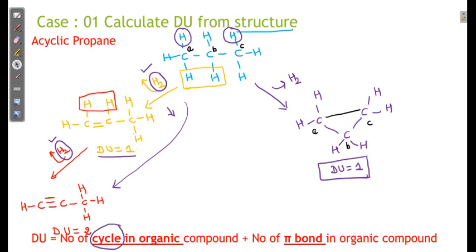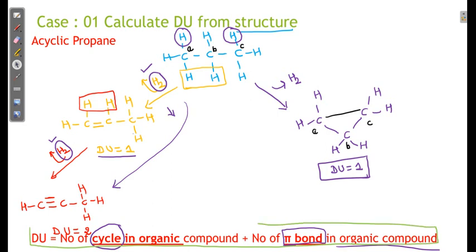So there is one cycle. So I can say that the number of cycles plus the number of pi bonds present in any organic compound is known as the degree of unsaturation of this compound. So our concluded equation will be: DU is equal to the number of cycles in this organic compound plus the number of pi bonds.